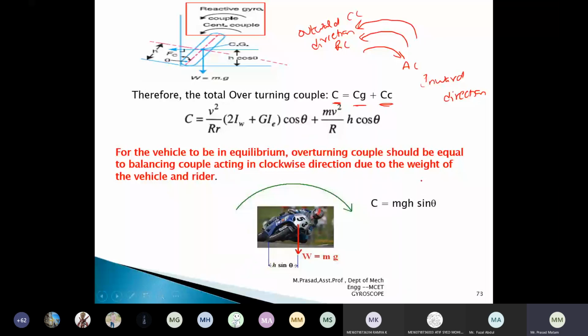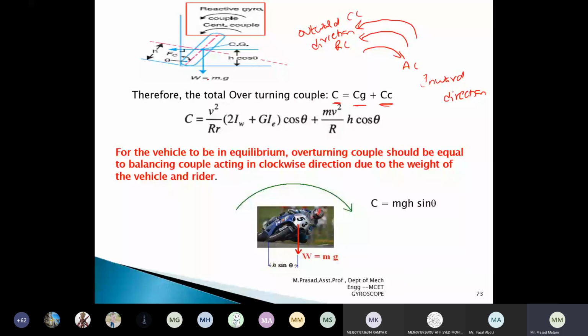Now, for the vehicle to be in equilibrium, see the statement. For the vehicle to be in equilibrium, overturning couple should be equal to the balancing couple. How are the overturning couples rotating? Overturning couples are moving in the anti-clockwise direction. To maintain this equilibrium, balancing couple has to rotate in the clockwise direction. How to get the balancing couple? Again, I will show that.